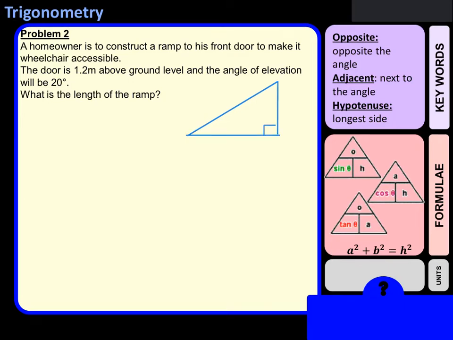So here's a fairly basic right-angled triangle. We know that the angle of elevation of the ramp, so from the horizontal here looking up, has to be 20 degrees. And we know that the height change from the ground leading up, here's the ramp, and her door is 1.2 metres up there.